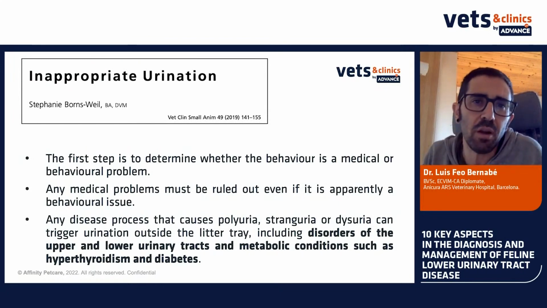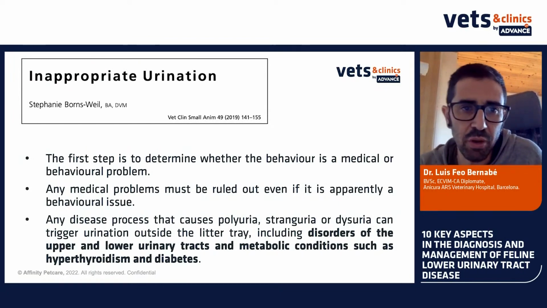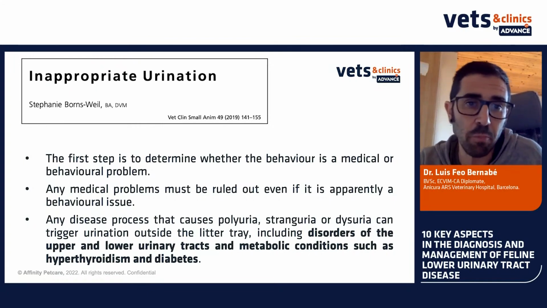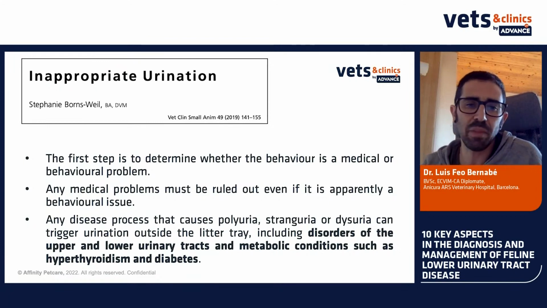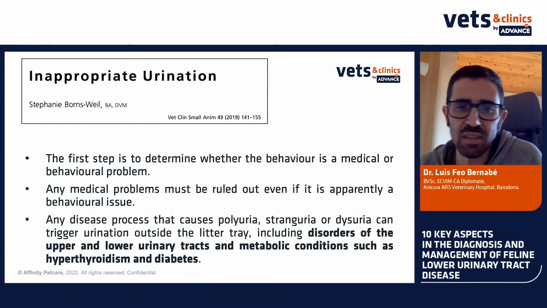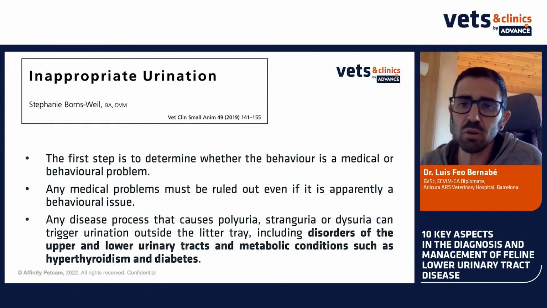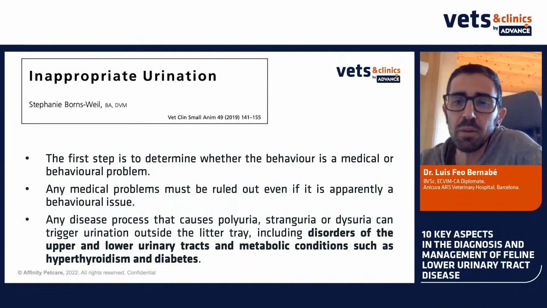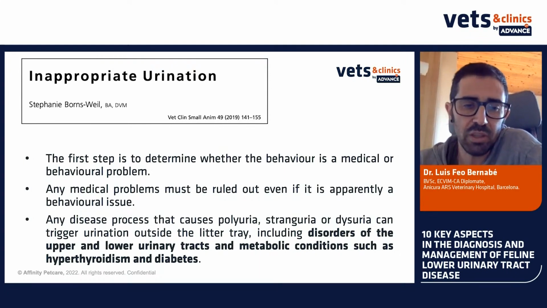When we talk about periuria or inappropriate urination outside the litter tray, the first step is to determine whether the behavior is a medical or a behavior problem. Any medical problem must be ruled out, even if apparently it's a behavior issue. You have to remember that any disease that can cause polyuria, stranguria, dysuria can trigger urination outside the litter tray. And we have to include disorders of the upper and lower urinary tract and metabolic conditions such as hyperthyroidism and diabetes. It's a quite common situation.